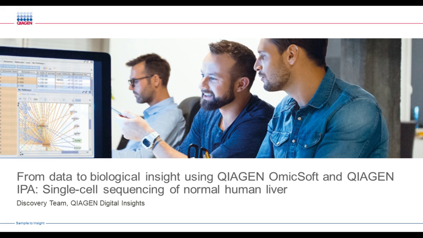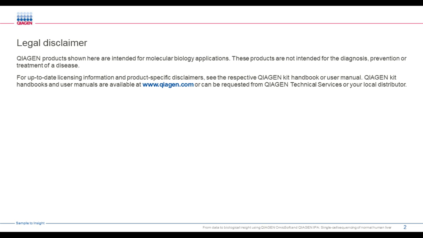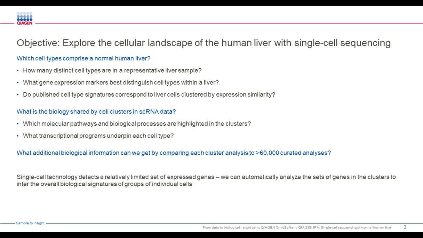Today, we are going to talk about going from the data to biological insight using QIAGEN OmicSoft and QIAGEN IPA, specifically for the single-cell sequencing of a normal human liver. The objective is to explore the cellular landscape of the human liver in that particular case, but it could be true for any type of tissue or organ, and to understand what cells comprise a normal human liver.